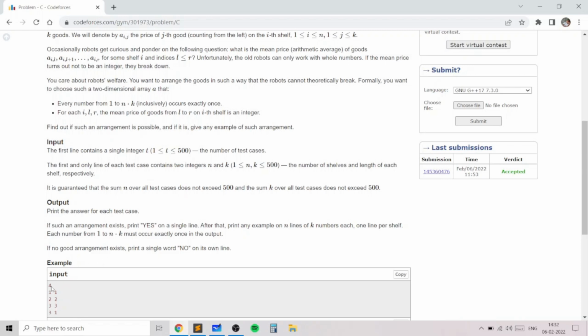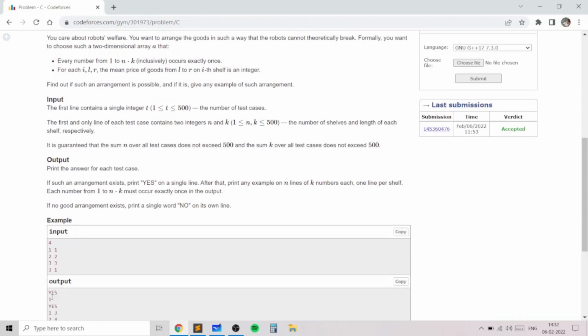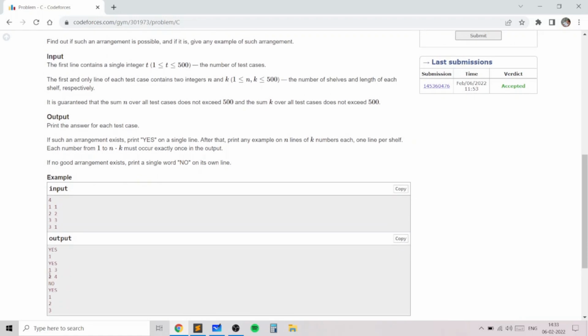So let's take an example where n is 1 and k is 1. In this case, we can just place the single good on the shelf. So the answer will be yes, and we'll print 1. If n is 2 and k is 2, then one possible construction is to arrange them as 1, 3, 2, 4.